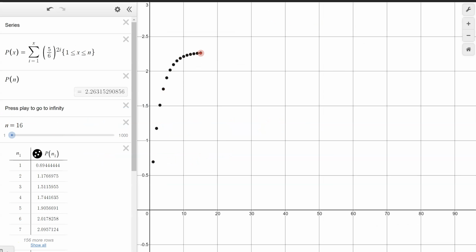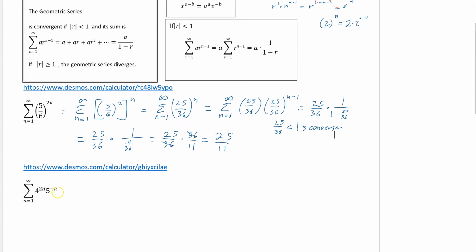So if I hit play, you can see it actually converging to that number, and it hit it pretty quick. Now it's just more decimals after that as it goes off towards infinity. But yeah. All right, so let's try another one.